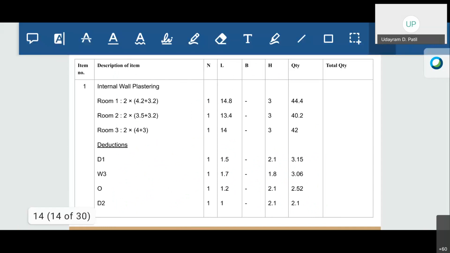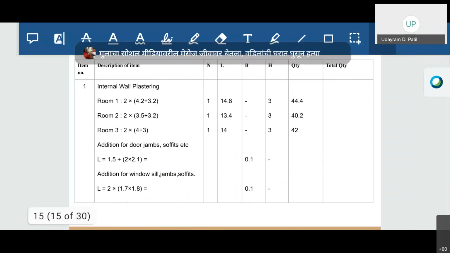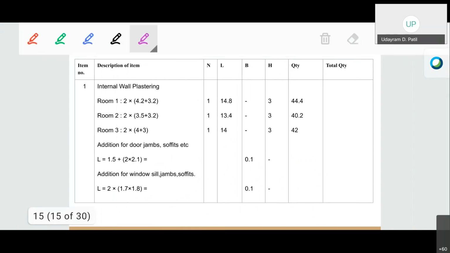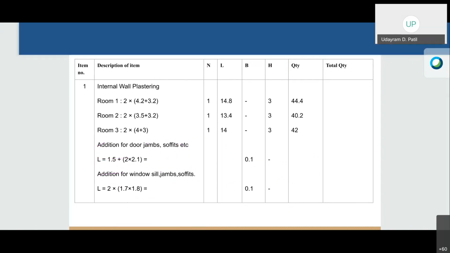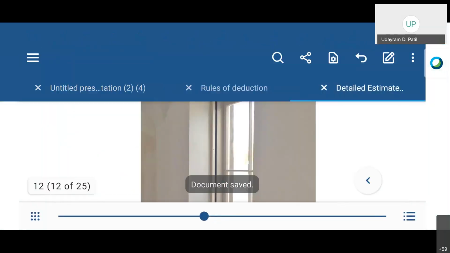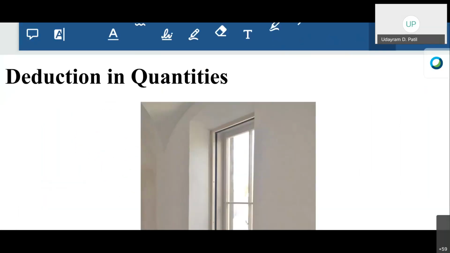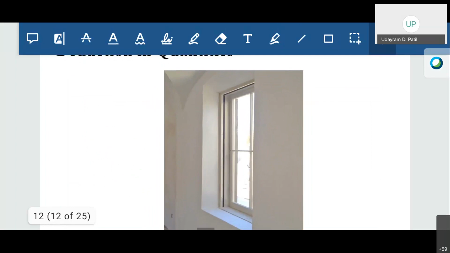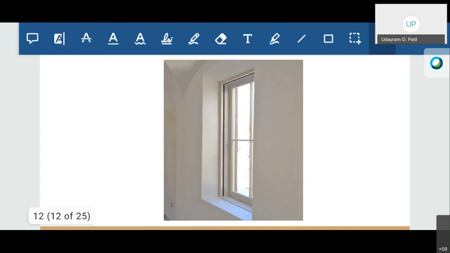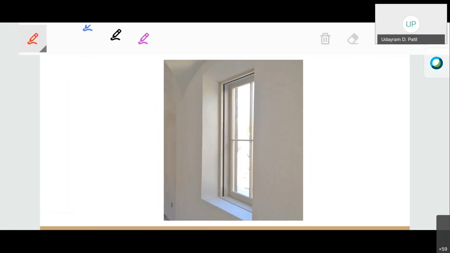Now again, in addition to that particular calculation, we also have to add for the door jambs and soffit as well as window sills and jambs. As I have already said, in the particular plastering we deduct only one face, because whatever portion we do not deduct will be compensated by the plastering at the jambs, sills and soffits of the particular windows.